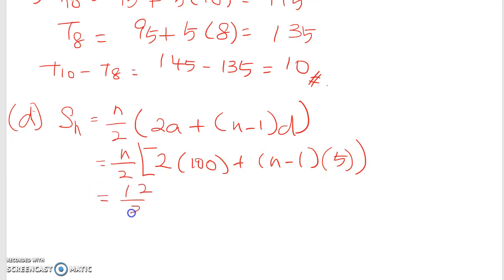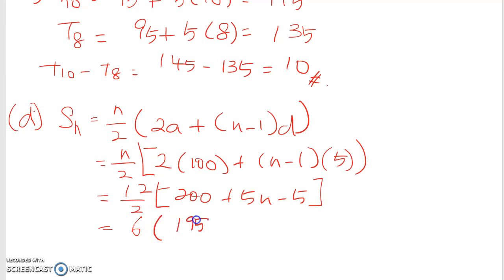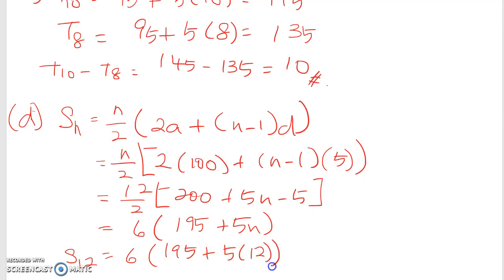So let's simplify. We have here n over 2, that's 200, plus 5n minus 5, and if we solve for this, we're going to get 6 times 195 plus 5n. So we want to solve now for the total of 12 months. So that's going to be S12. Oh, by the way, sorry, that's a 6 here. Okay, and this is going to be 6 times 195 plus 5 times 12.